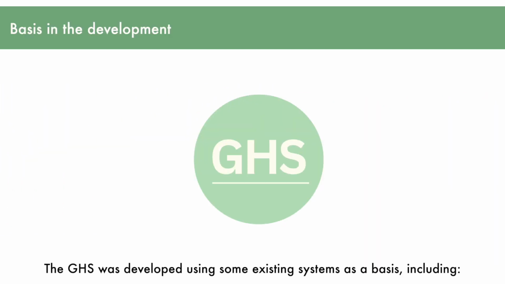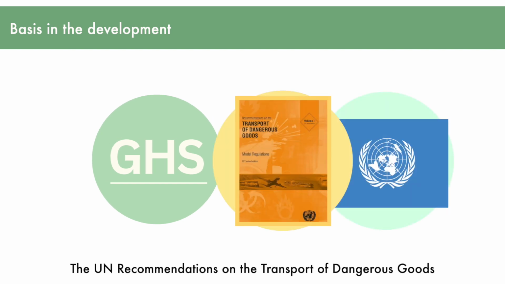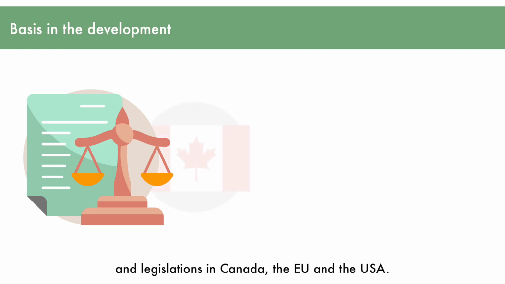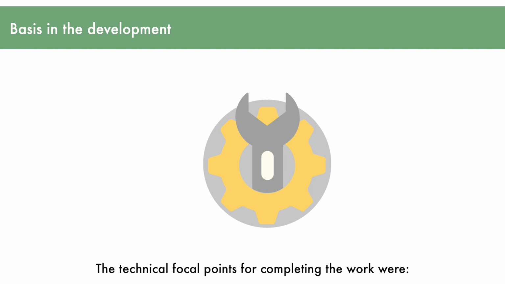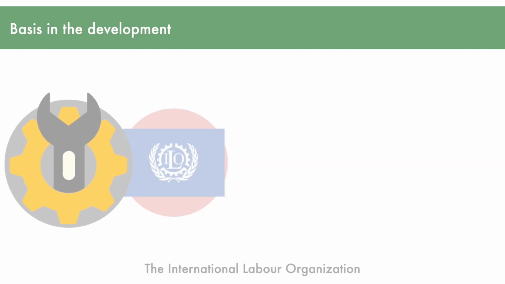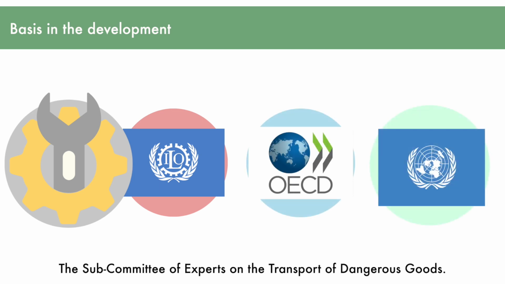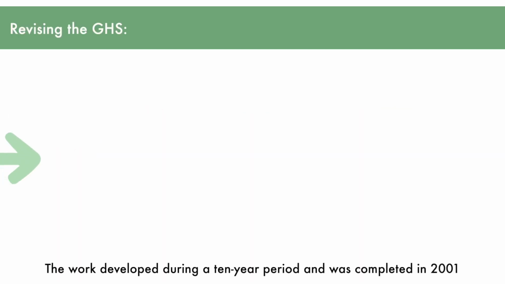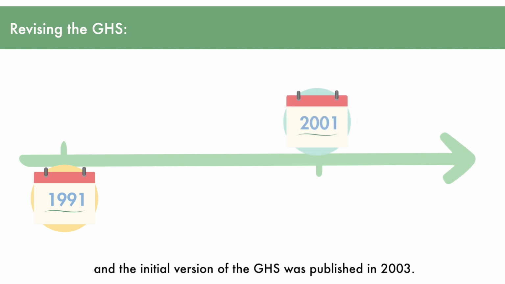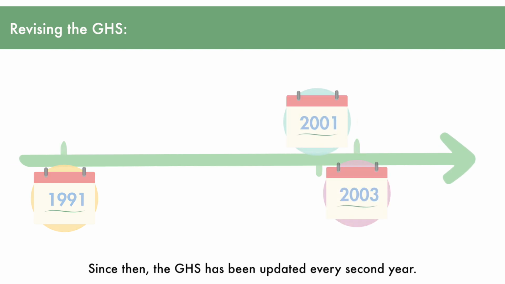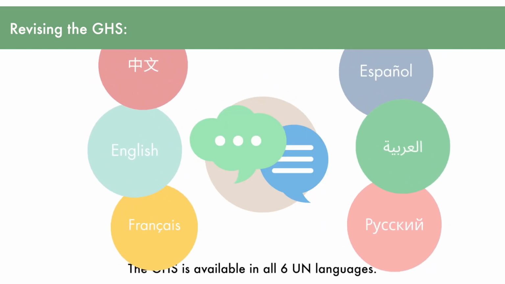The GHS was developed using some existing systems as a basis, including the UN recommendations on the transport of dangerous goods and legislation in Canada, the EU, and the USA. The technical focal points for completing the work were the International Labour Organization, the Organisation for Economic Co-operation and Development, and the Subcommittee of Experts on the Transport of Dangerous Goods. The work developed during a 10-year period and was completed in 2001, and the initial version of the GHS was published in 2003. Since then, the GHS has been updated every second year. The GHS is available in all 6 UN languages.